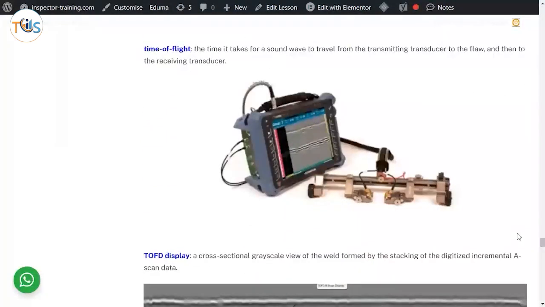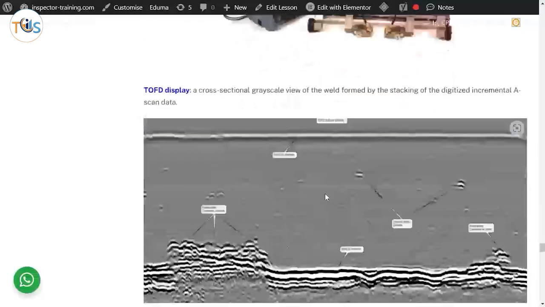Time of flight, this is very, very popular. This is a completely new certification called time of flight diffraction. And practically, that means the time it takes for a sound wave to travel from a transmitting transducer to a flaw, and then to the receiving transducer. So you've got two probes. This is dual through transmission. One transmits, one receives, and you can see there is a jig here which keeps them at a constant distance, and then the weld would be in the middle between these two probes, and it keeps sending and receiving, and you see the display here.